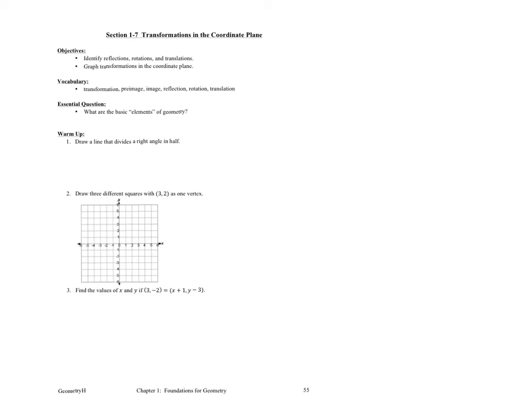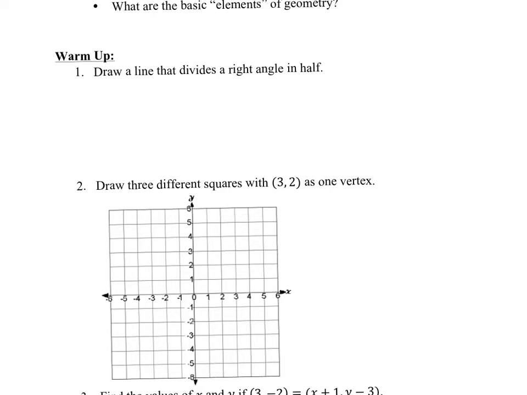This is 1-7, transformations in the coordinate plane. First warm-up problem says to draw a line that divides a right angle in half. So let me draw my right angle. Notice I placed the 90-degree box right inside there to show that that's a right angle. And I'm going to cut that in half with a bisector.